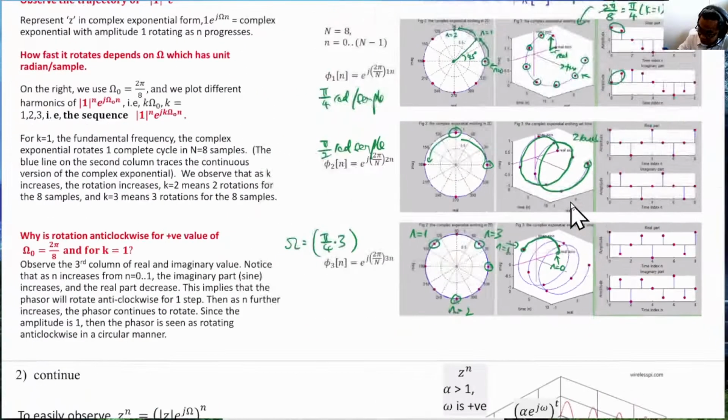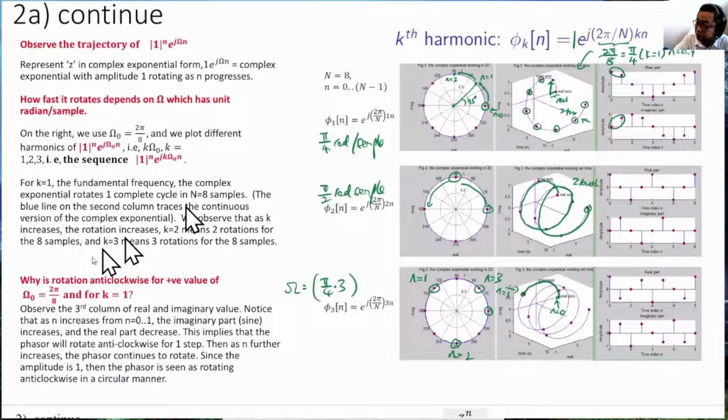But the take-home message is that now you compare this figure and this figure. As omega increases, we are rotating faster, completing more cycles with the given 8 samples. The detailed explanation you can read here, but it is exactly like what I have said.